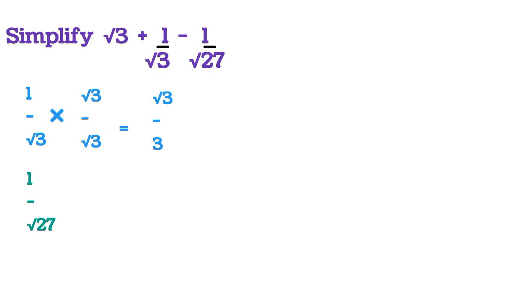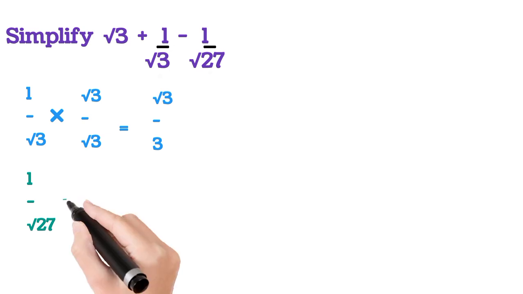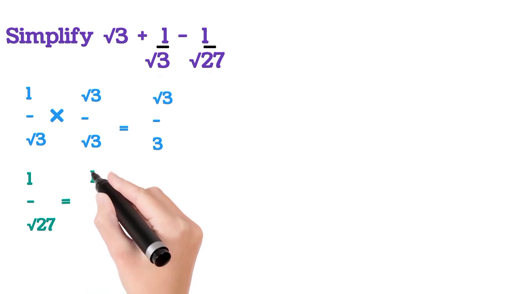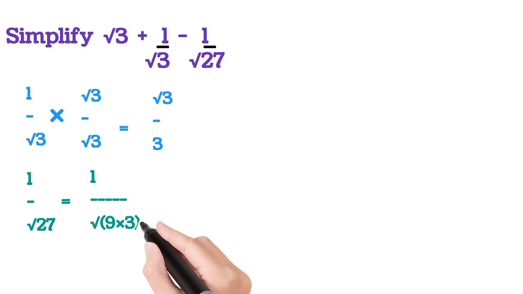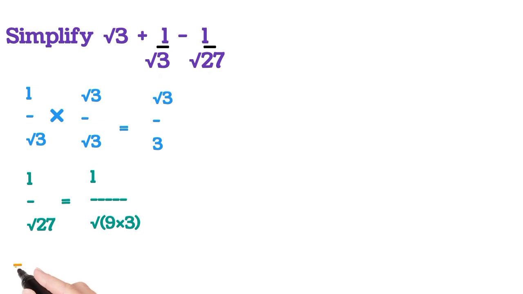To rationalize 1 over square root of 27, we must simplify square root 27 first, by breaking 27 into two factors. One is a square number and the other is a surd number, which is 1 over the square root of 9, which is a square number, times square root of 3, which is a non-square number. Square root of 9 is the same thing as 3. So it becomes 1 over 3 square root of 3.